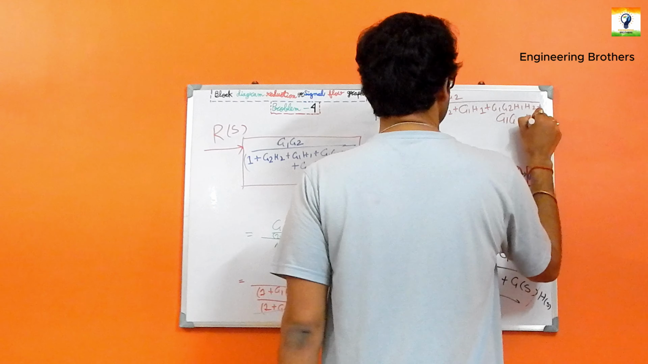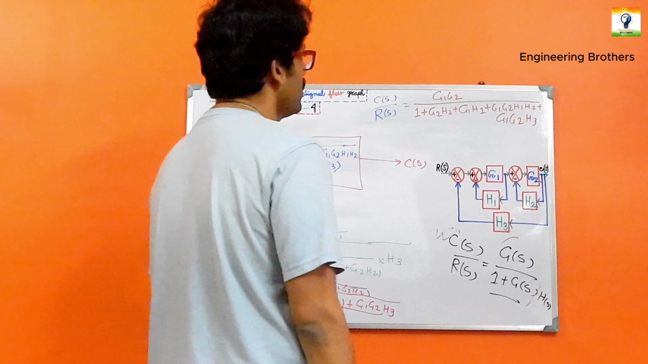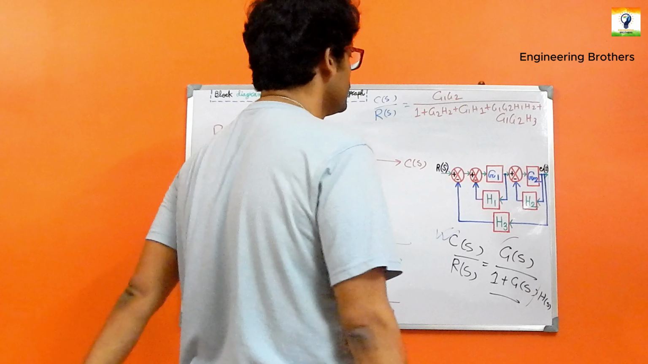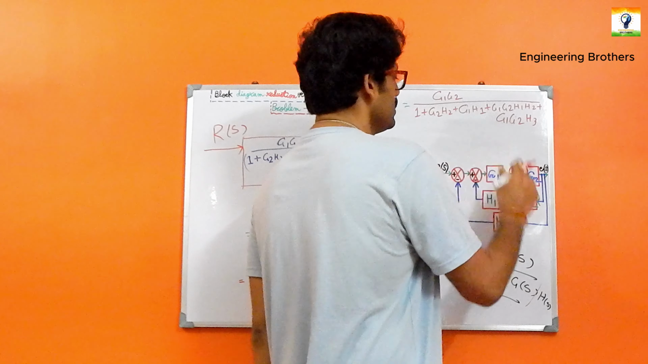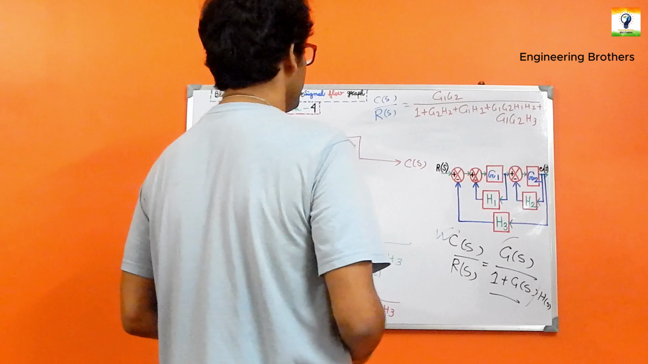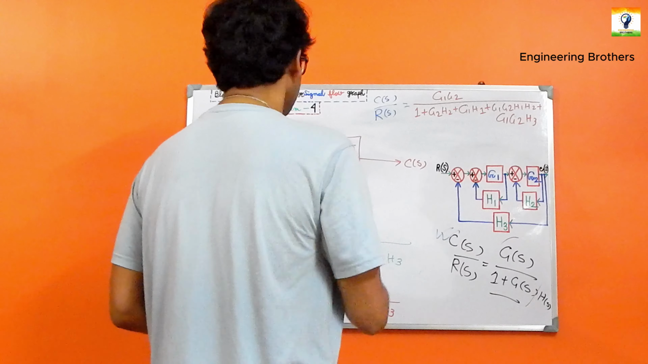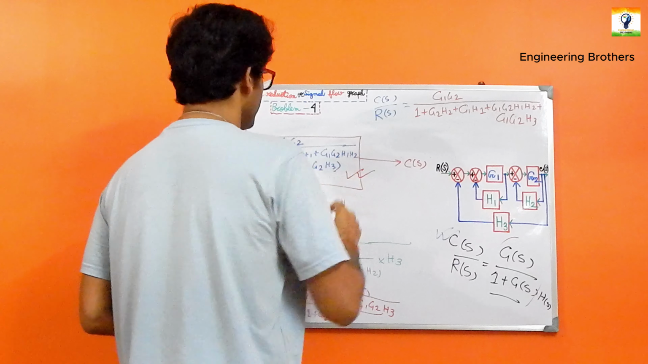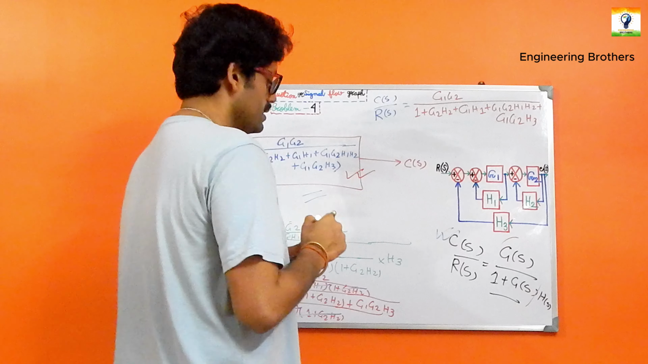Now we have recorded the answer here, which we got just by using our block diagram reduction. This is going to be the final answer for this given block diagram problem, and the answer will be G1 G2 divided by 1 plus G2 H2 plus G1 H1 plus G1 G2 H1 H2 plus G1 G2 H3 according to our previous occasion.